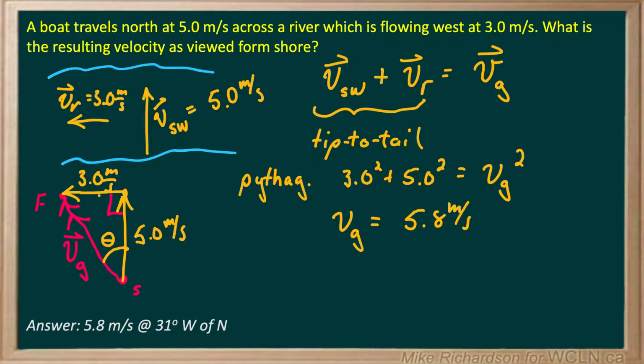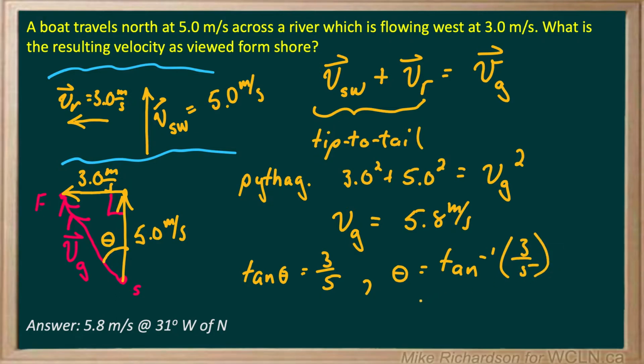Try and use your original numbers. Don't use the pink VG because you may have messed up the calculation. So let's use the 3 and the 5. Well, the 3 is opposite to the angle and the 5 is adjacent, so we can use tangent. Tan theta is opposite over adjacent. And then to solve for the angle, we do inverse tan. Tan inverse of 3 over 5. And if you're in degree mode, you get 31 degrees.